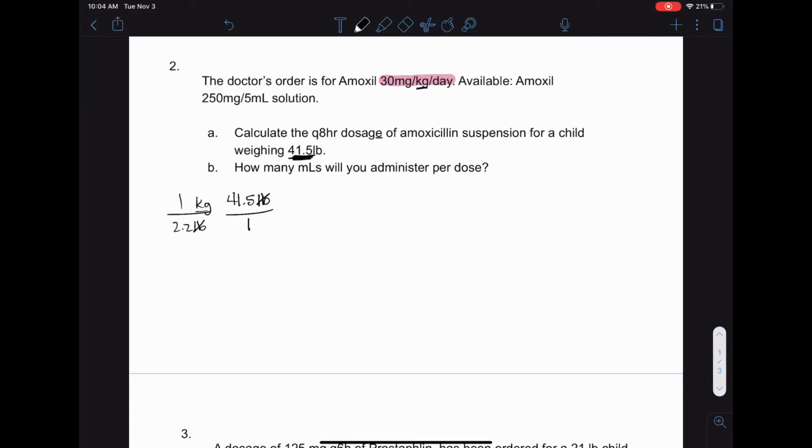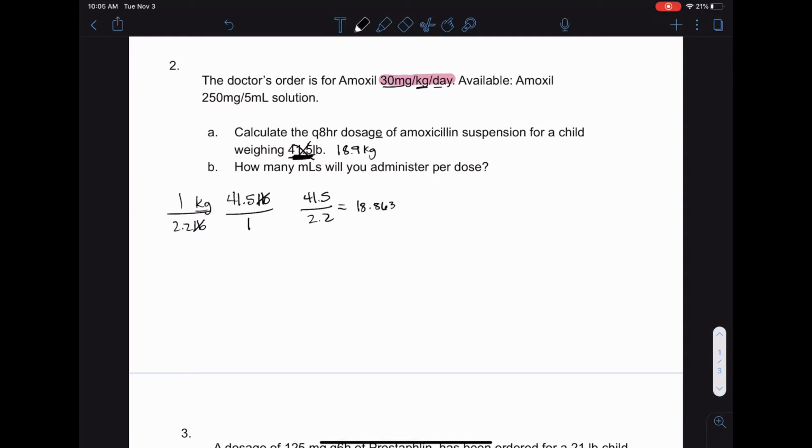41.5 divided by 2.2 is 18.863, it goes on and on. So I'm going to come over here. Let's round it to the nearest tenth, so we're going to say 18.9 kilograms. So now we can look at this problem and figure out what the dosage is for the day.